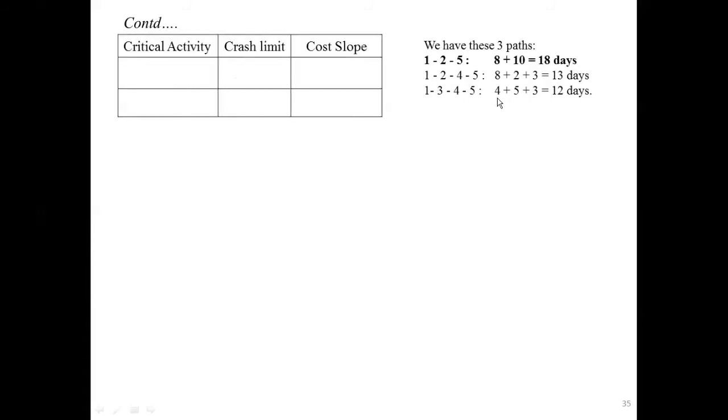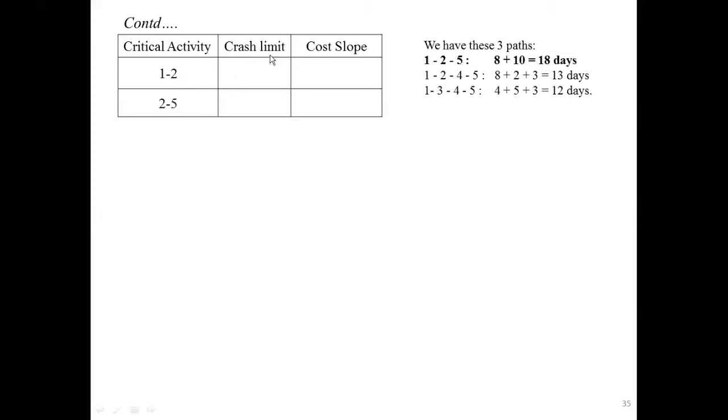Then next, we have these three paths: 1, 2, 5; 1, 2, 4, 5; 1, 3, 4, 5. You have to construct this table. Here you write the critical activity. Since the critical path is 1, 2, 5, we get only two activities, that is 1 to 2 and 2 to 5. Here you write 1 to 2, next 2 to 5.